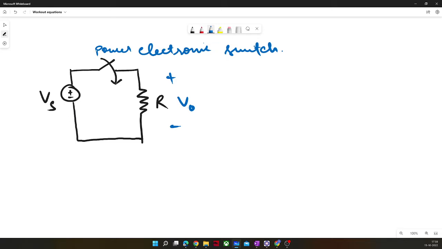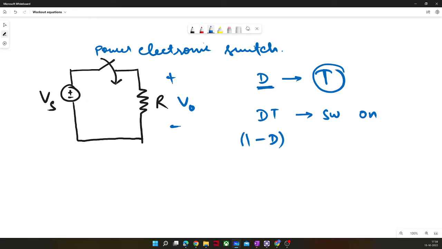So let us say this switch is on for D times of, let's say, time period T is there, and D portion of time period T is the moment for which this switch is conducting. Okay, so let us say DT is the period for which the switch is on, and (1 minus D) into T is the period for which the switch is off. This scenario would be familiar, I guess, if you have studied any buck converter. So this is similar to that.